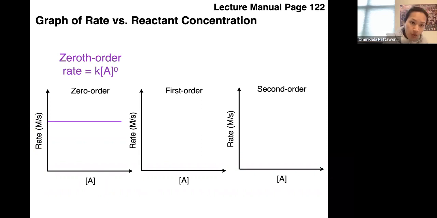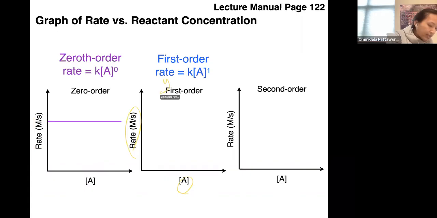For first order, the rate of reaction is directly proportional to A. Therefore, if you plot rate against A, this is Y, this is X, you are going to see a positive slope like that. As the concentration increases, the rate increases.